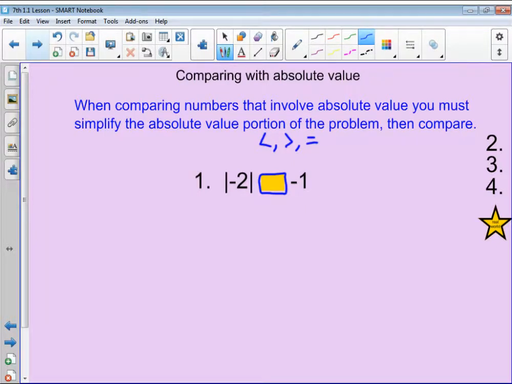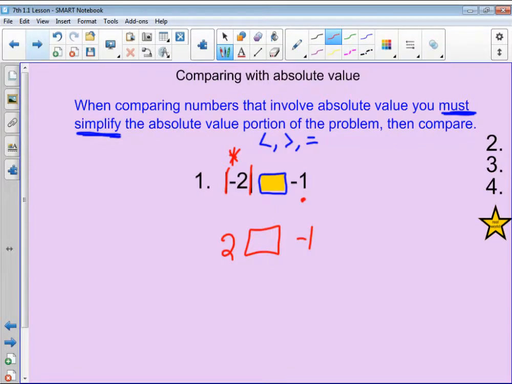The key thing is when you are comparing numbers that involve absolute value, you must simplify the absolute value first before you can go through and compare the numbers. So here, I have an absolute value of -2, and they want me to compare that to -1. This one does not have an absolute value symbol on it, so we're not going to change that. We just need to simplify this absolute value before we can decide whether it's greater than, less than, or equal to. So the absolute value of -2, well, -2 would be 2 places away from 0, compared to -1.